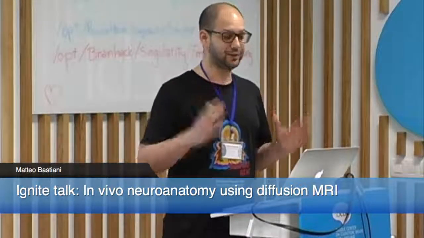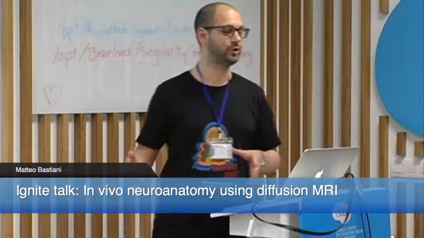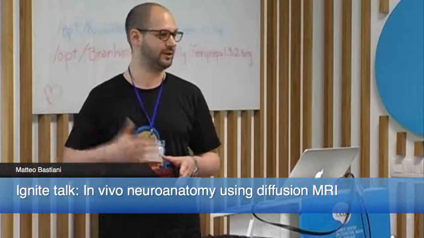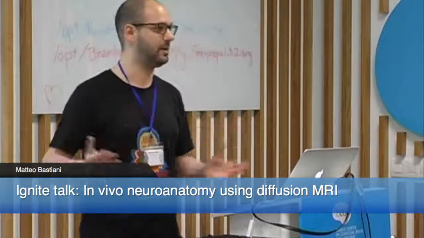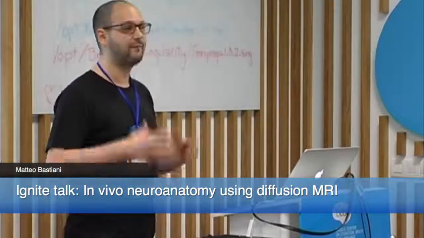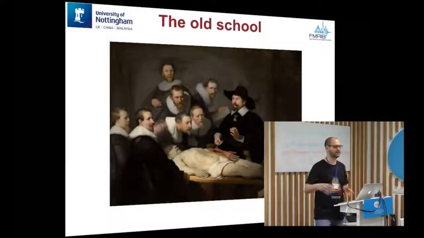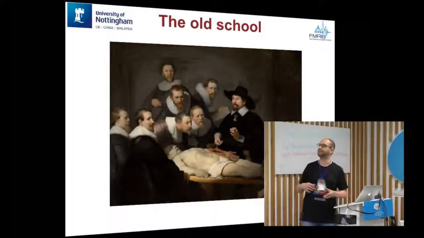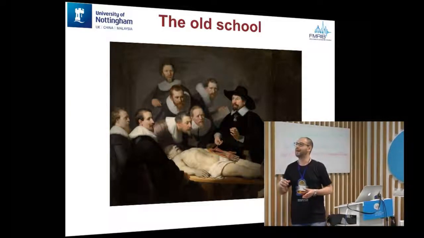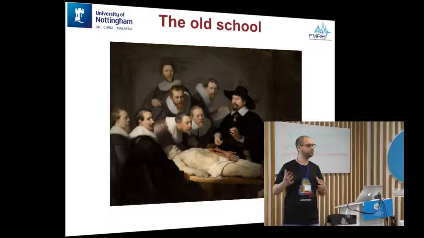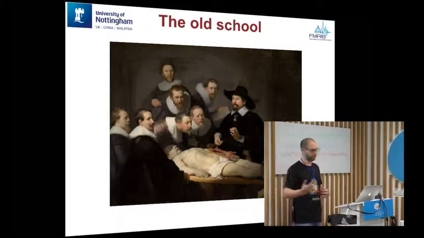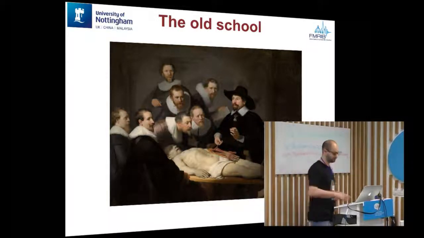Anyway, to start, how do you usually do anatomy? If you're interested in gross anatomy or the microscopic characteristics of the human body, this is what I call the old school, right? This is my tribute after spending 7 years in the Netherlands. This is the Rembrandt anatomy lecture of Dr. Nicolaes Tulp. And typically, to learn about anatomy or neuroanatomy, you need 3 things, right?